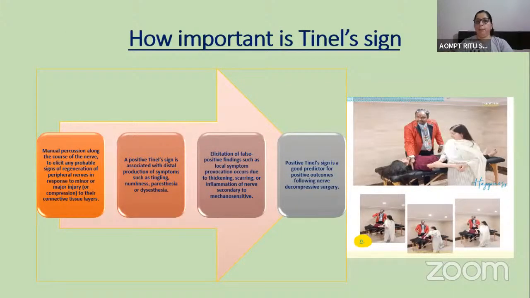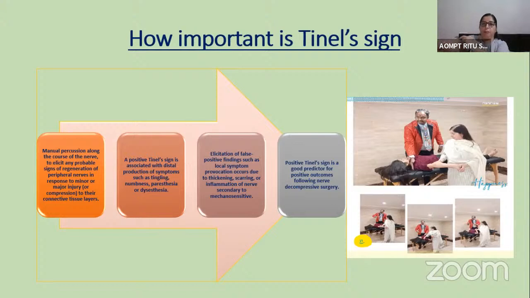And in neuropathic pain, how important is the Tinel sign? Because a positive Tinel sign is a good predictor for positive outcomes following nerve decompressive surgery. And we see that a positive Tinel sign is associated with the distal projection of symptoms such as tingling, numbness, and paresthesia or dysesthesia. So it means manual percussion all along the course of the nerve, if it elicits any symptom, is a sign of the regeneration of peripheral nerves in response to minor or major injury.